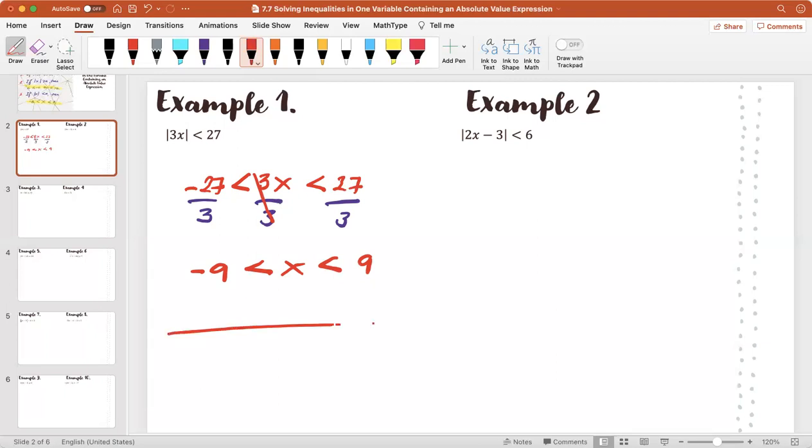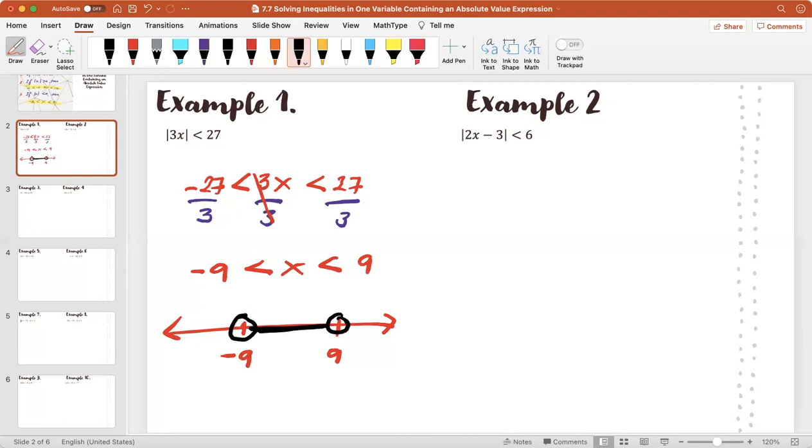And we can graph this. Your solution set will be the numbers in between negative 9 to 9. But we have to use some symbols, right? Since it's greater than negative 9, is it open at negative 9 or closed? It's open at negative 9, also open at 9. And where's your solution in the graph? It's in between negative 9 and 9. So this is your graph.